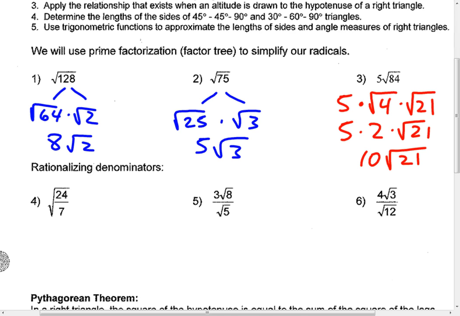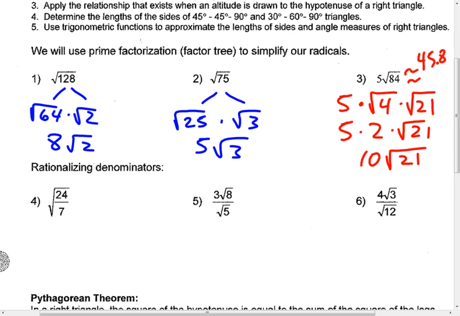Do you have calculators in front of you? Yes. Do 5 times radical 84. That should be close to some decimals. 45 point something. Give me just one decimal. 45.8. If we have done this correctly, 10 times radical 21 should be the same decimal. Is it the same decimal?